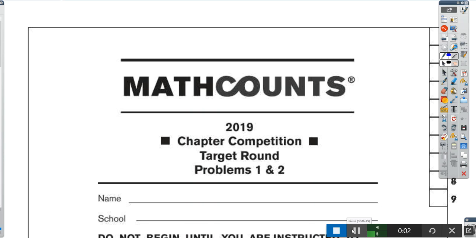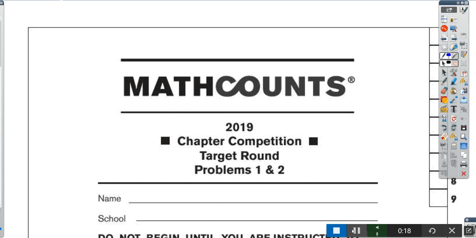Hello. We're going to take a look at the 2019 MathCounts Chapter Competition Target Round. Let's take a look at the first two problems. We might do 3 and 4 on this as well, but we'll see how things are going.